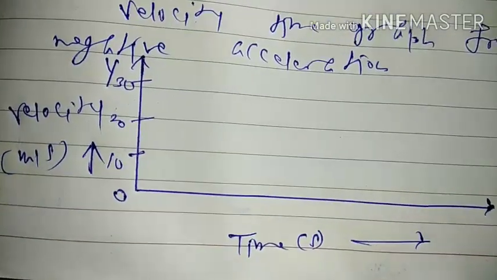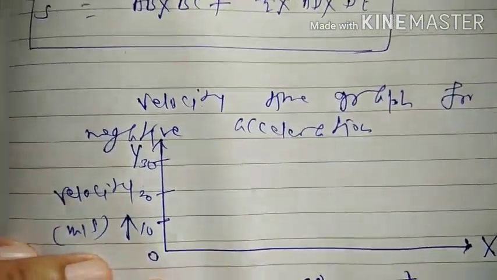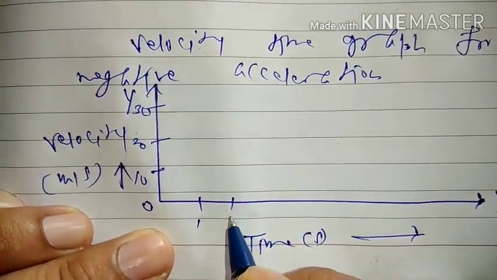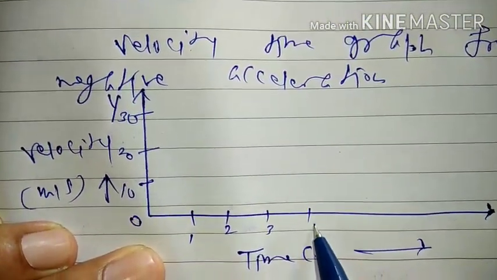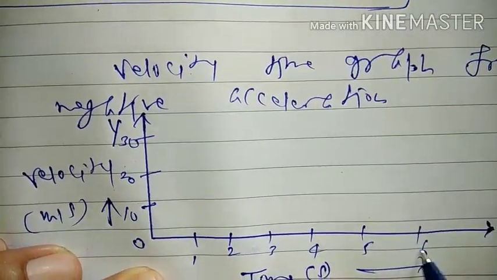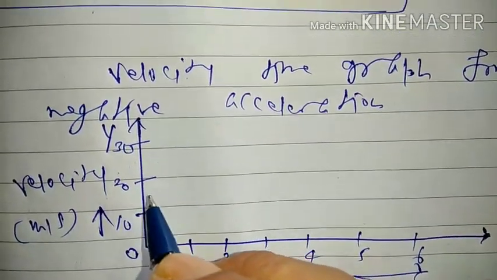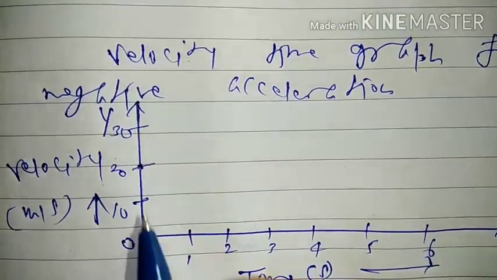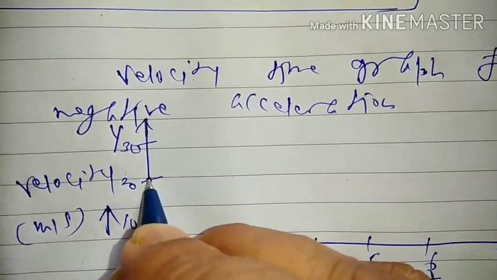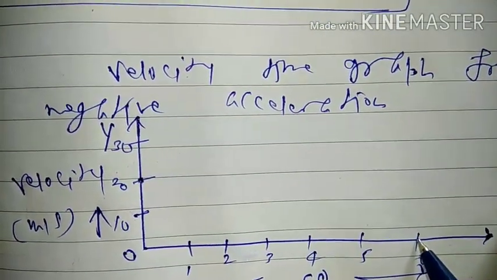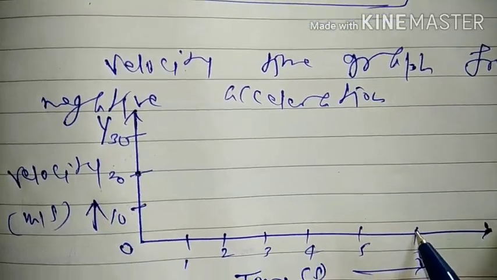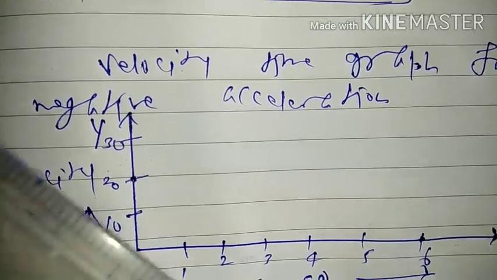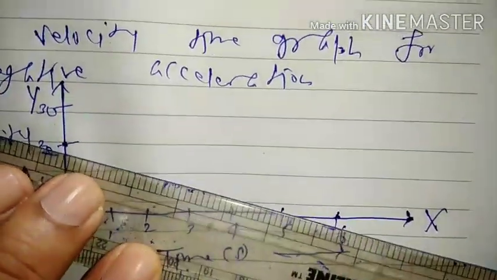So how can we explain it? How can we represent it graphically? Now we take time on the x-axis, 1 second, 2 second, 3 second, 4 second, 5 second, 6 second. So suppose this car is traveling initially with 20 meter per second. So when time is 0, the velocity of the car is 20 meter per second, and after applying the brake, the car stops in 6 seconds. So this point is 6. Now we join these 2 points.